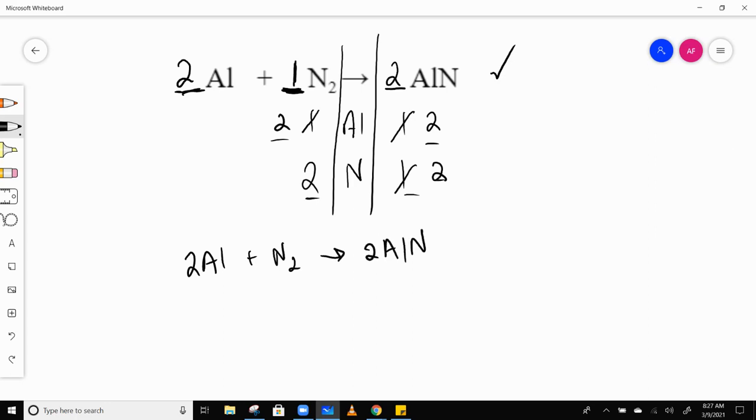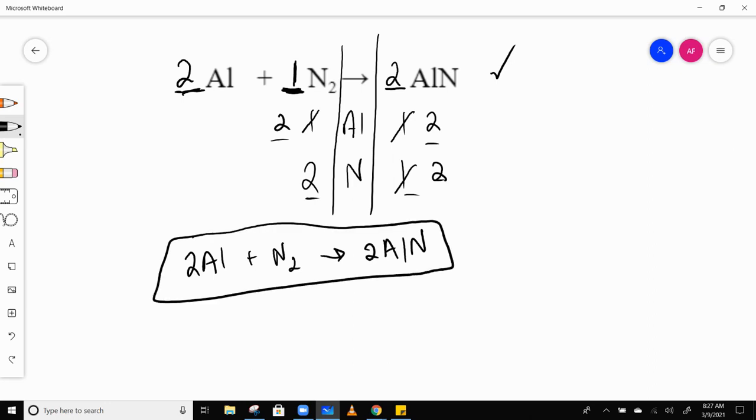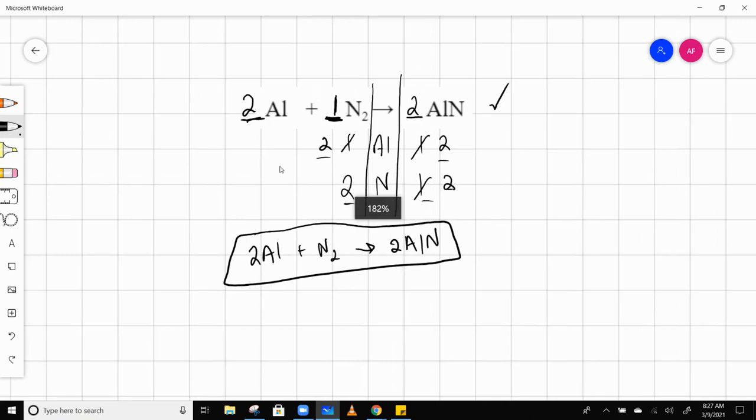No, you don't have to put the 1. I actually prefer it if you don't put the 1. Okay, but if there's no number there, it's a 1. I prefer you don't put the 1 because in general we don't write it in chemistry. Okay, so that's a pretty simple one.